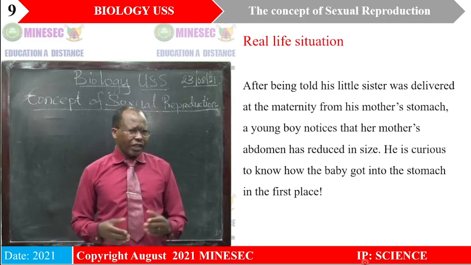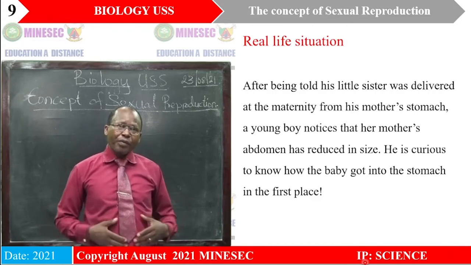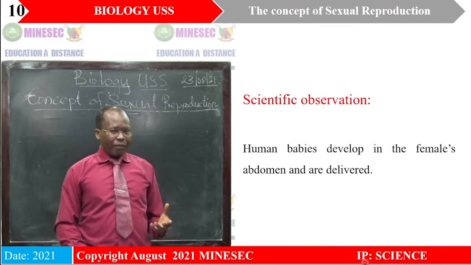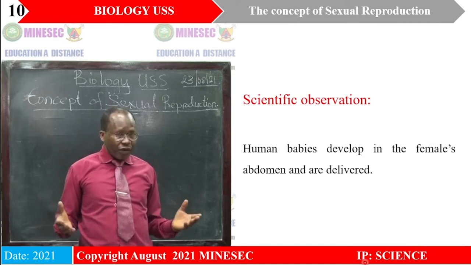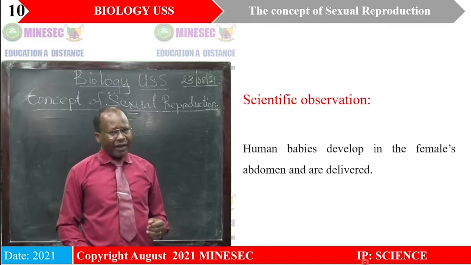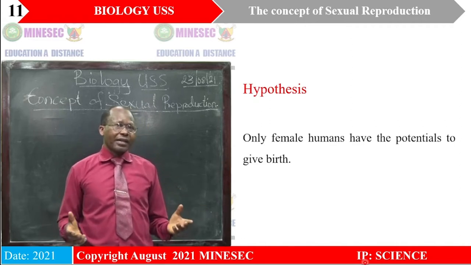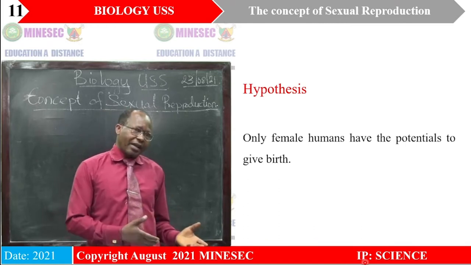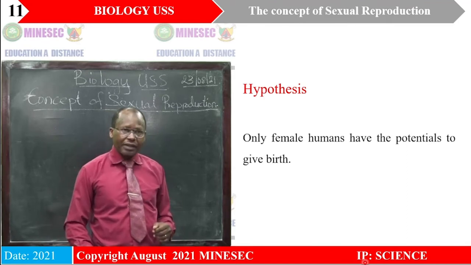So let's see how the knowledge of this lesson will help us to explain to this youngster how the baby got into the mother's stomach. From this hypothetical situation, what could be our observation? A scientific observation is that human babies develop in the female's abdomen and then are delivered. A hypothesis from this could be that only female humans have the potential to give birth, because this baby did not develop in the father, but in the mother. So that could be the hypothesis. And this is our alternate hypothesis.